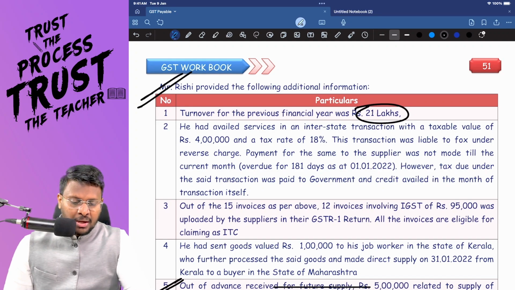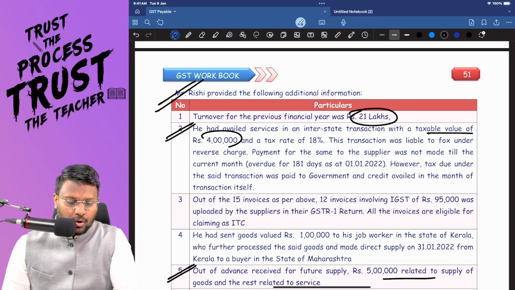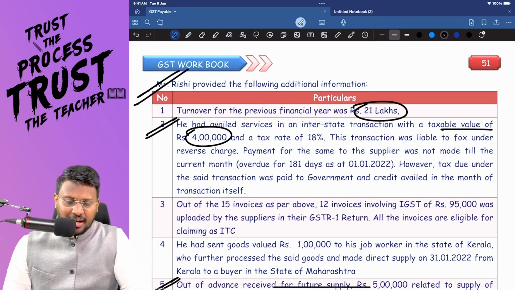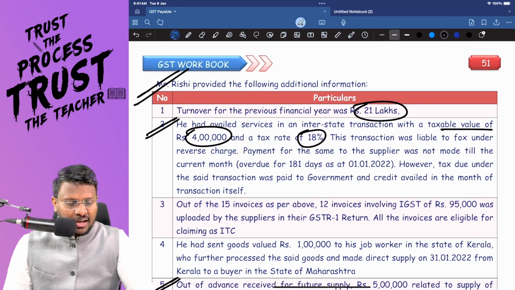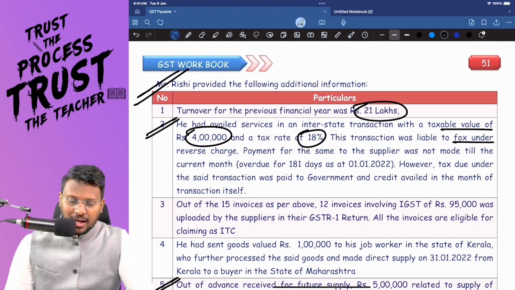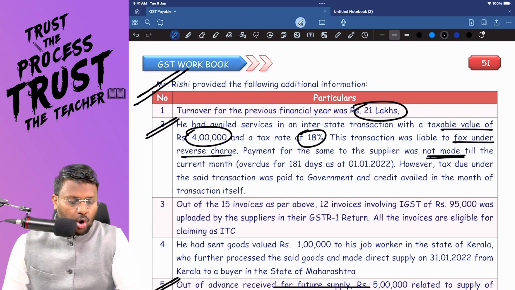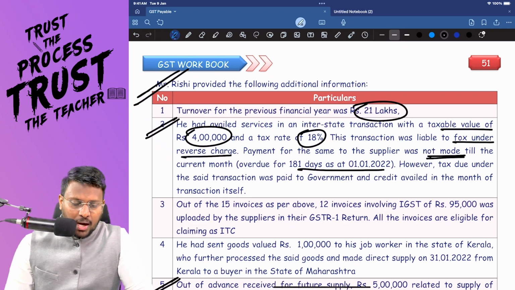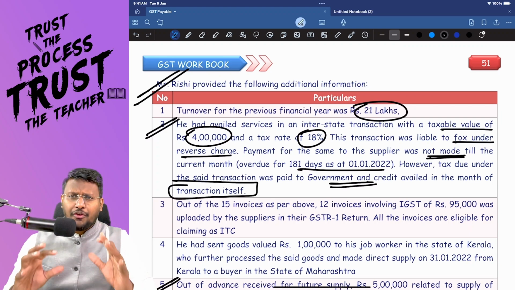Right? Comfortable. He had availed service in an interstate transaction with a taxable value of how much? 4 lakh. And rate of tax to be how much percent? 18%. So they got, sir, input services. Transaction is liable to tax under what charge? The reverse charge. Payment for the same to the supplier was not made till the current month. Overdue for 180 days as at 1/1/2022. However, tax due under the said transaction was paid to the government and credit availed in the month of what itself? Transaction itself. A very good adjustment.